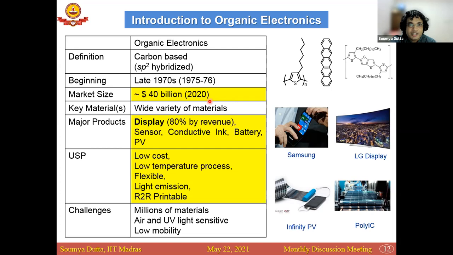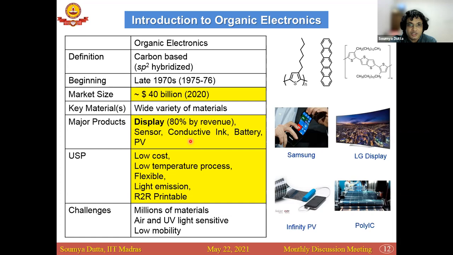The market size is quite decent, a $40 billion market, and most of this revenue is coming from displays. As you know, in a Samsung mobile phone, whatever display is there, it's actually an AMOLED display. It's made of organic semiconductors, organic diodes. Some of the USPs are that it's a low cost, low temperature process, flexible, light emission is possible, high optoelectronic properties are there, and a roll-to-roll printable process is possible. So these are some of the form factors which are good and which can be utilized.